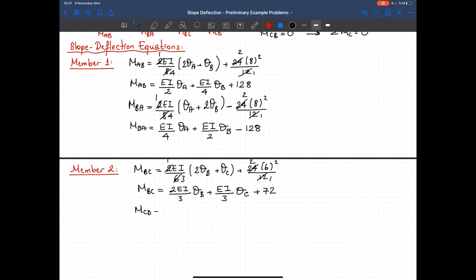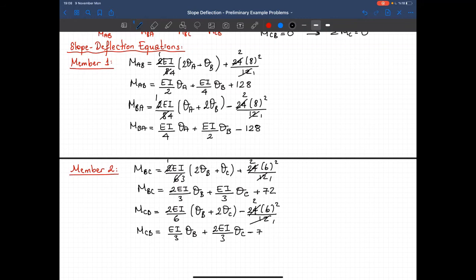And MCB is equal to 2EI over 6 times (theta B plus 2 theta C) minus 24 times 6 squared over 12. That's 1, that's 2, and then MCB will then be equal to EI over 3 theta B plus 2EI over 3 theta C minus 72. And these are the equations for the end moment.